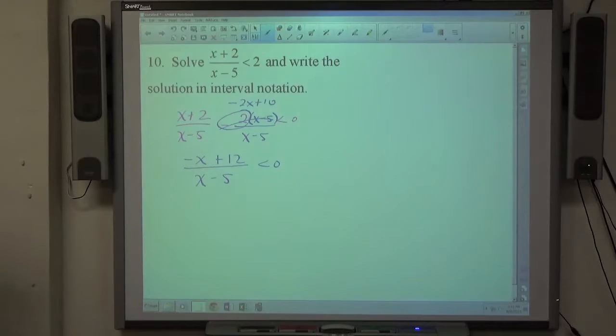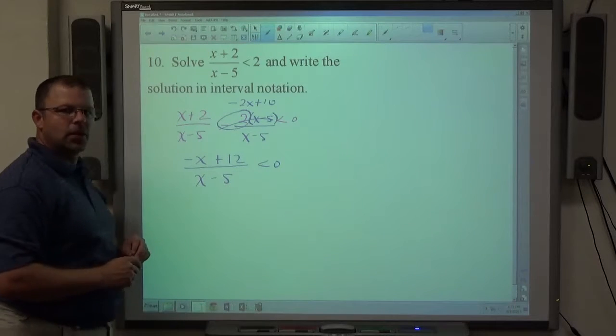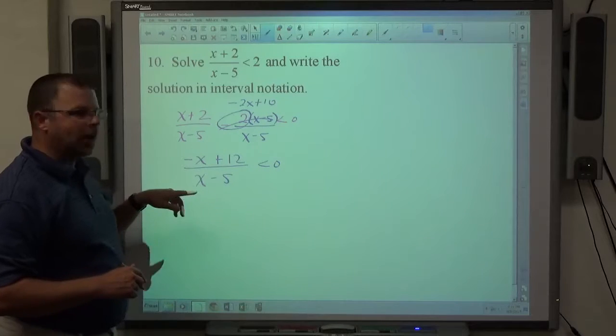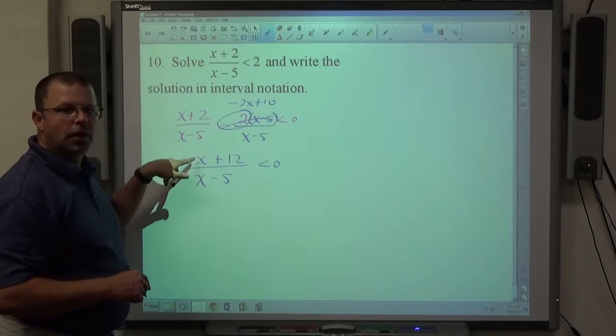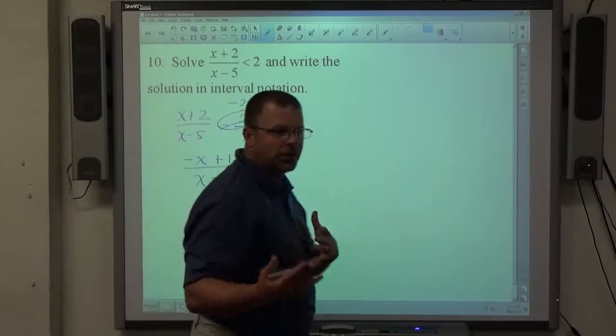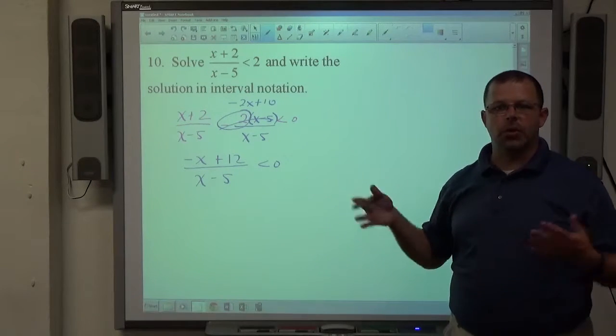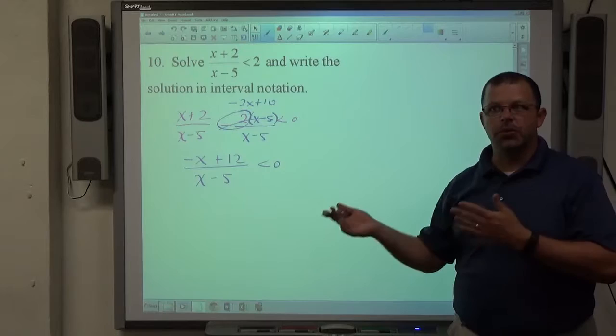So negative x plus 12 over x minus 5 is less than 0 is the inequality we're looking at now. Signs can change if the top or bottom equals 0 in a rational inequality, so we have to establish when the top and/or bottom equals 0. If they don't equal 0, they don't count. If they can equal 0, those numbers count.